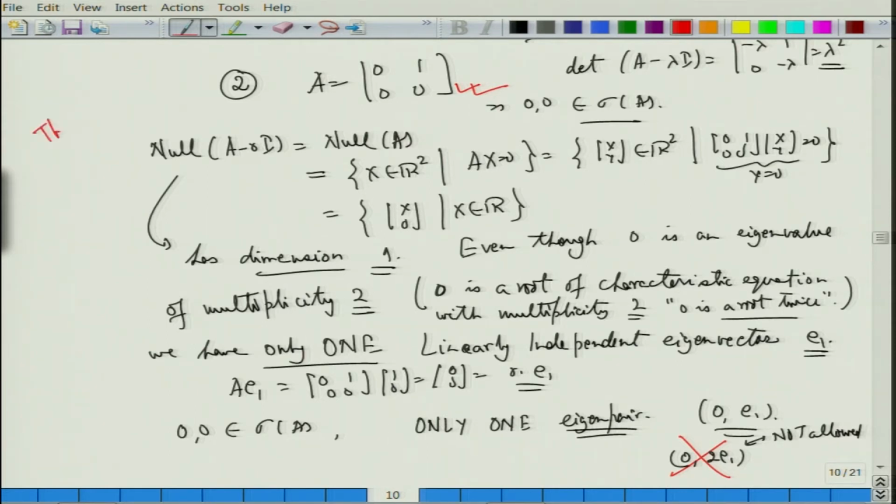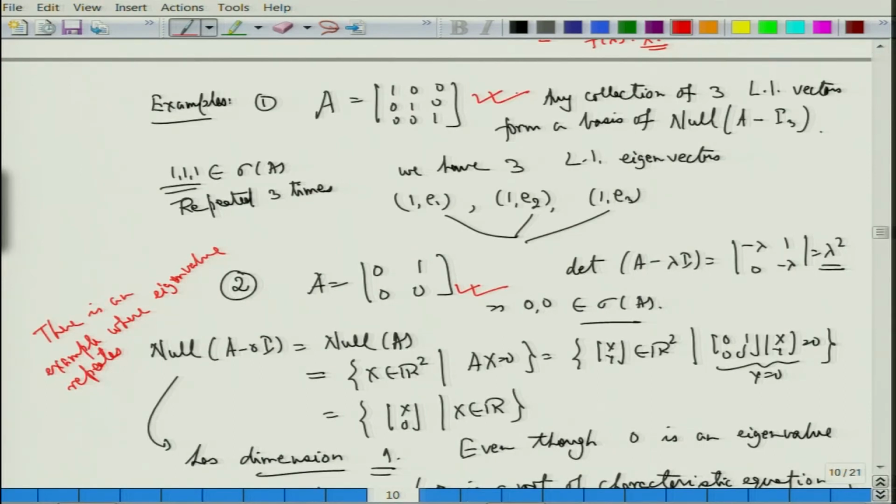So there is an example where the eigenvalue repeats. There was a repetition in the previous example also, which was the identity for us. There we had all the linearly independent eigenvectors, 3 linearly independent eigenvectors, but in this case I don't have 2 linearly independent eigenvectors. There is an example where eigenvalues repeat, but there are not sufficient eigenvectors. Is that okay? So this is what is important for us. We need to understand this part. Some more examples.